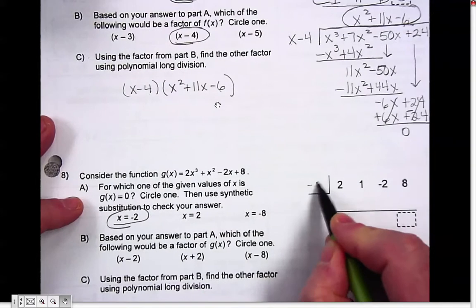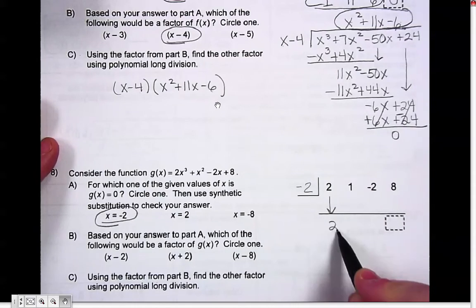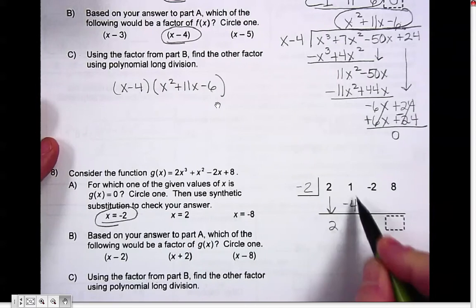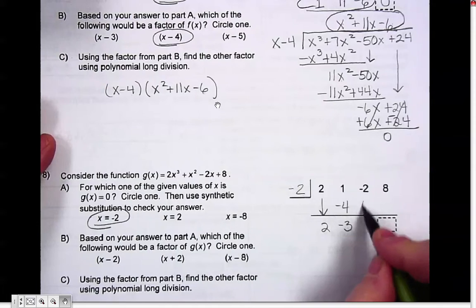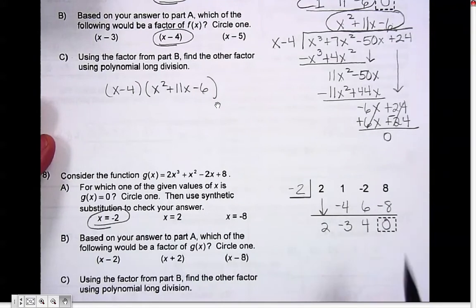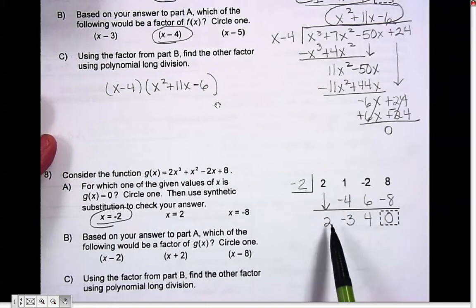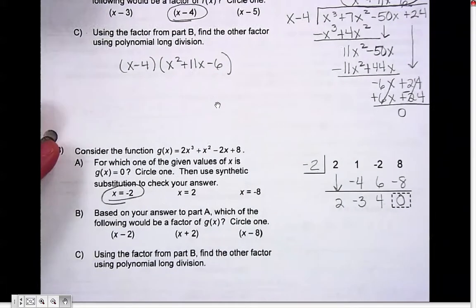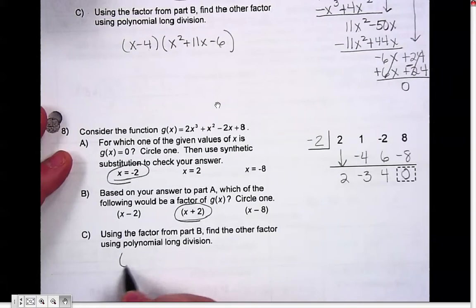Let's go ahead and plug negative 2 in and check. We're going to bring down the 2 first, then multiply. 2 times negative 2 is negative 4. Add, or combine, negative 3. Negative 3 times negative 2 is 6. Add, that would be 4. Then multiply 4 times negative 2 is negative 8, and we get 0. So yes, this is a solution. And we're going to see if this matches up with our long division. But x equals negative 2 is a solution, so x plus 2 is a factor.